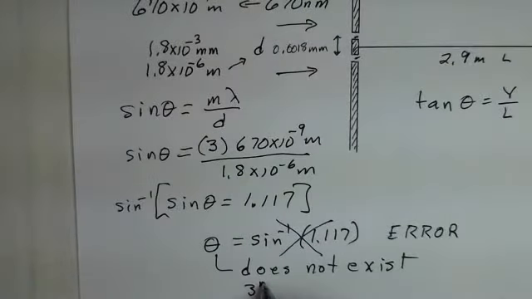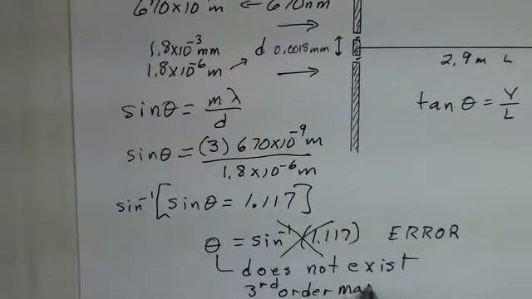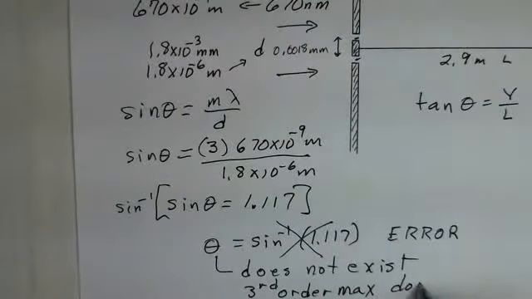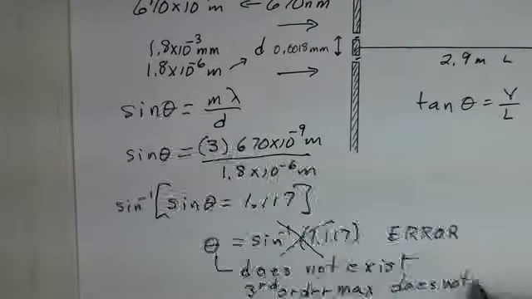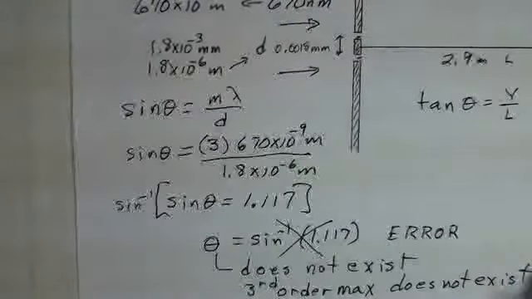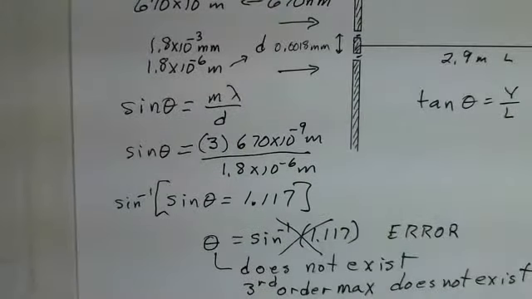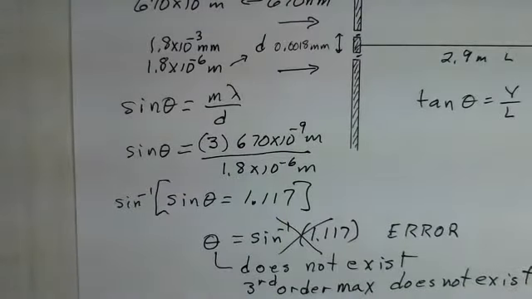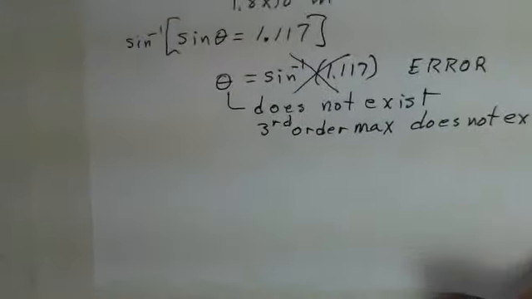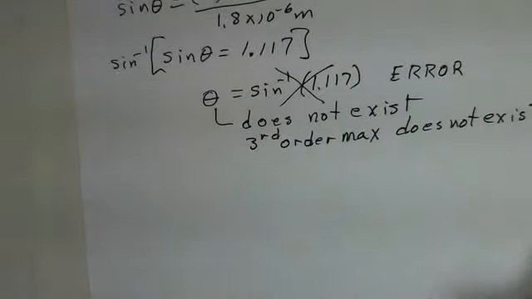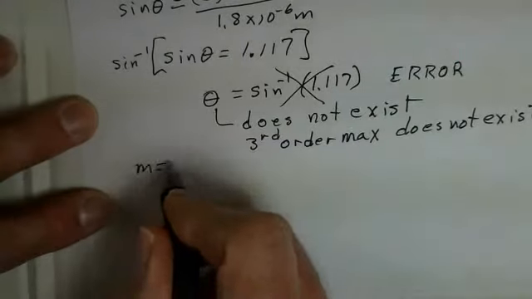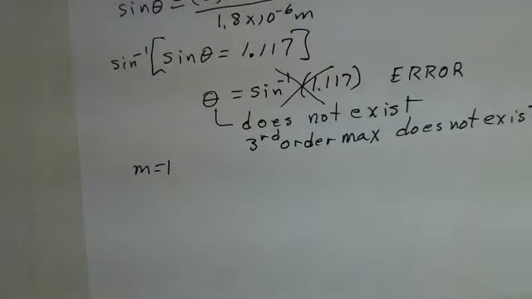The third order maximum does not exist. So if the order gets too high and your slit separation is small, then this problem will occur. That's something you need to keep in mind. Well, what about the other orders? m equals 1, m equals 2, the first order. Is there a location on the screen for those? Let's just calculate the angles.